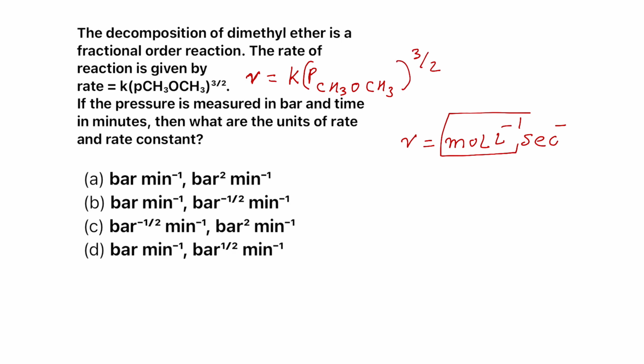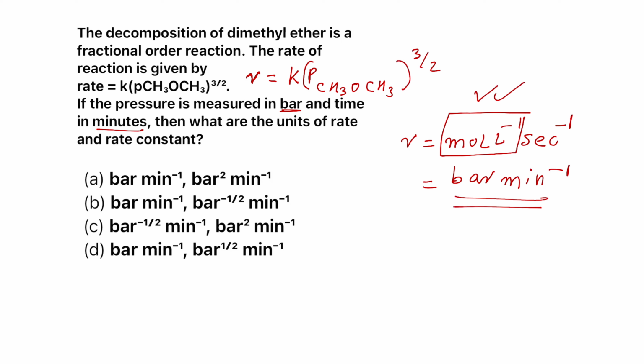Here, instead of mole per liter, we are using pressure. And what is the unit of pressure? Bar. Sometimes they will say atm or sometimes Pascal, so instead of bar you have to use that. Now, instead of second, as per the question, we have to use minute, so minute inverse. So we got the unit of rate: bar minute inverse.